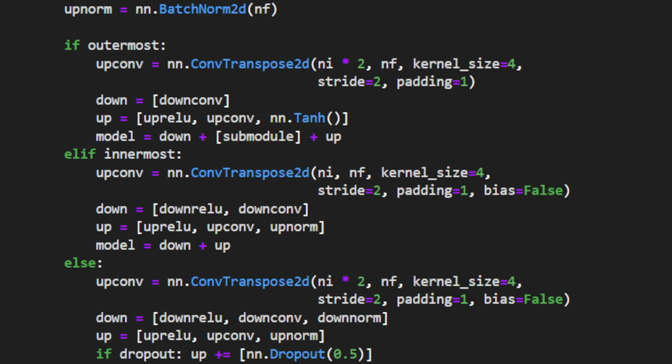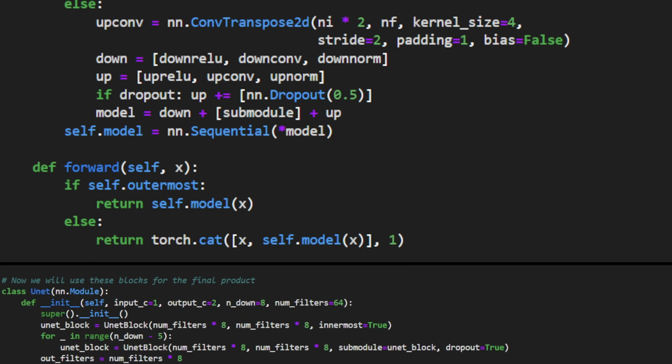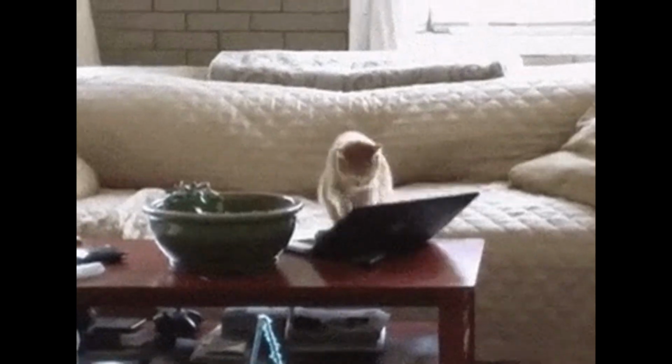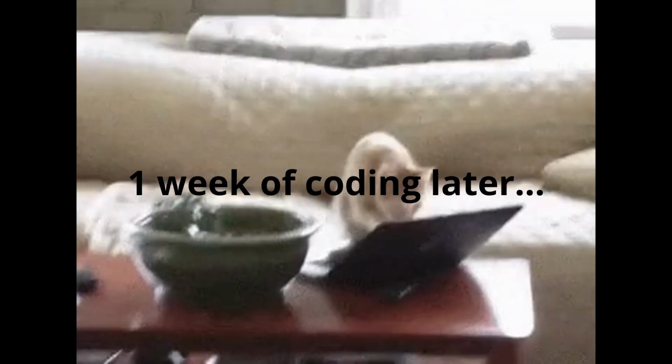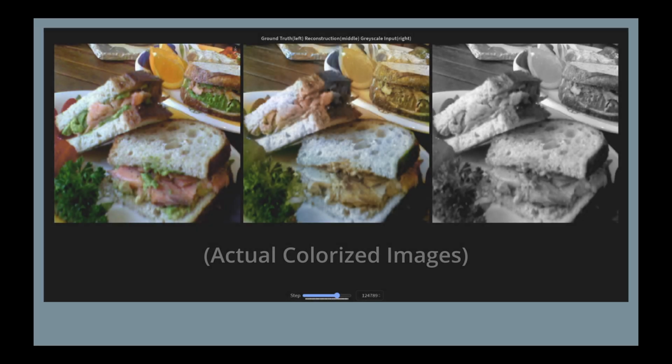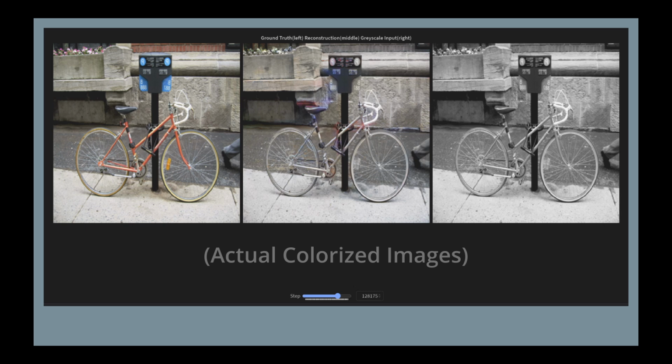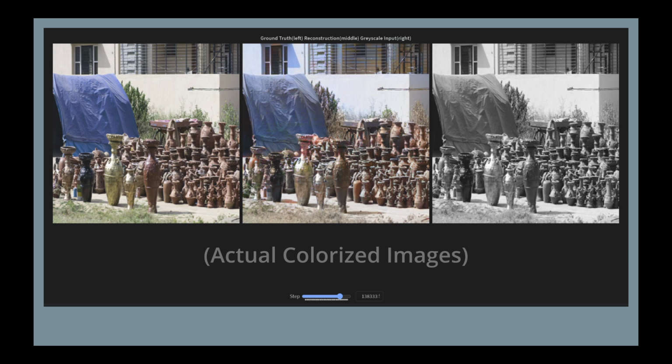Conditional GANs are much harder to implement, as you can see with these lines of code being much longer than the original convolutional neural network. After about 100,000 training steps, I managed to get some pretty good results, which I'll show you in this short slideshow. Although the results are much better than what I was originally getting with my convolutional neural network, there are still a few things to be desired.